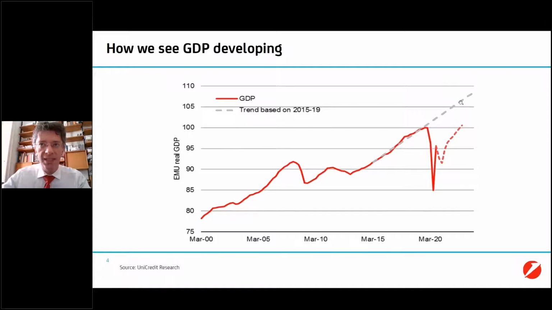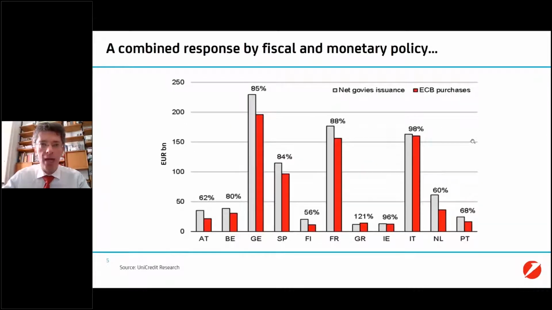Of course, there will still be a gap between where we expect to be in late 2022 and where we would have been had there been no crisis. And that's going to be an issue for the policymakers to decide how to solve. But so far, during these quarters, the reaction by policymakers has been impressive and very bold, I would say. In this chart, you see that the ECB has stepped up massively its purchase activity in the euro area markets.